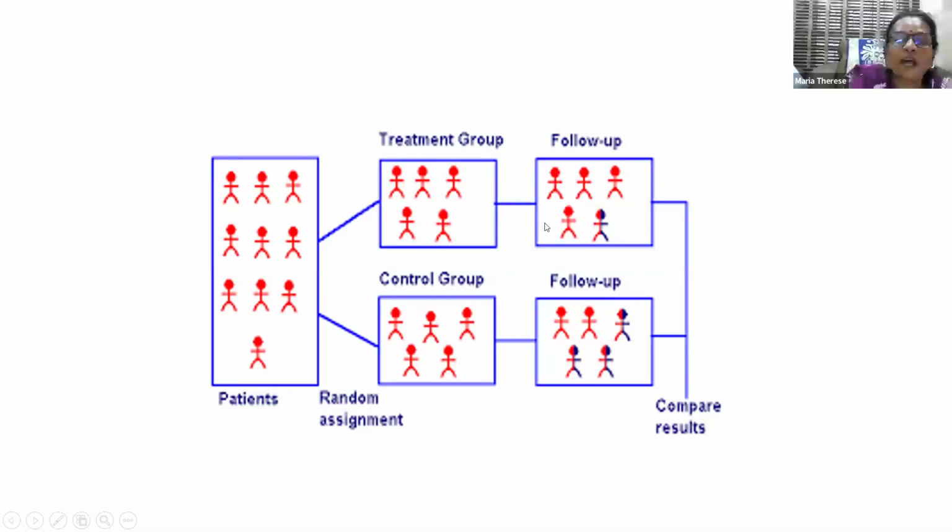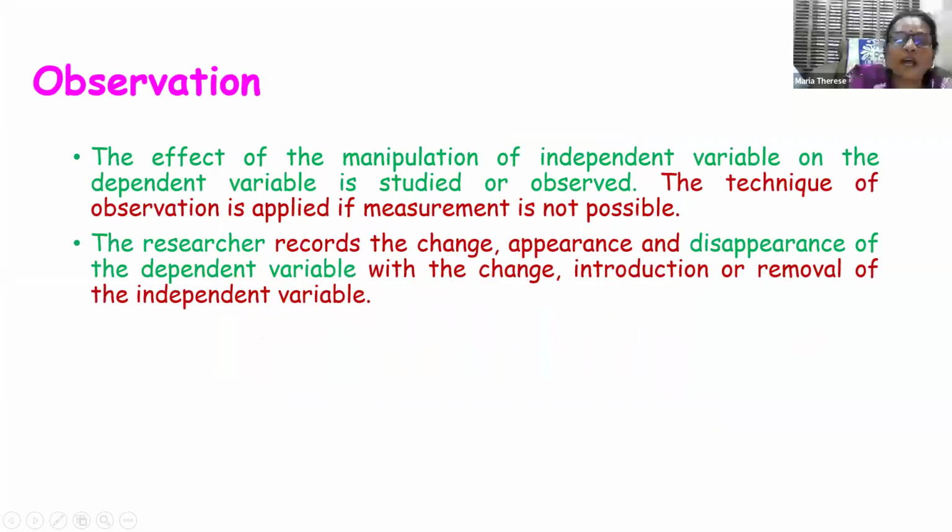The next characteristic of experimental design is the manipulation of the independent variable. The dependent variable is studied and observed. The technique of observation is applied if measurement is not possible. It records whether there is any change, or any change in the appearance or disappearance of the independent variable.